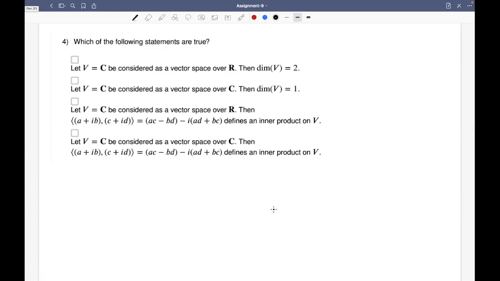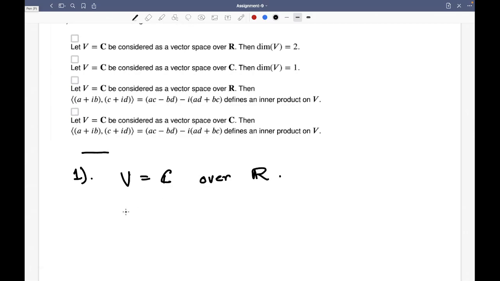In question number 4, you have to check which of the following statements are true. The first option: let B be a vector space C over R. Then you have to check what is the dimension of B, whether it is true or not. So B is C over R. What will be the dimension of B?